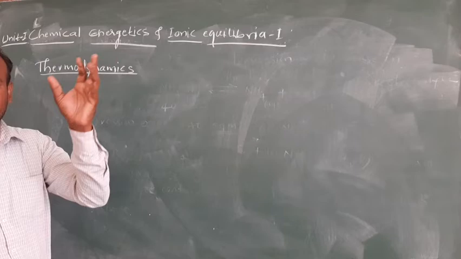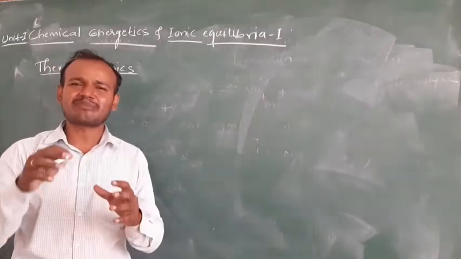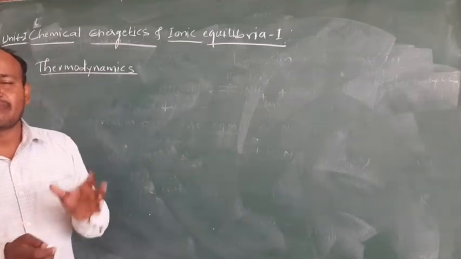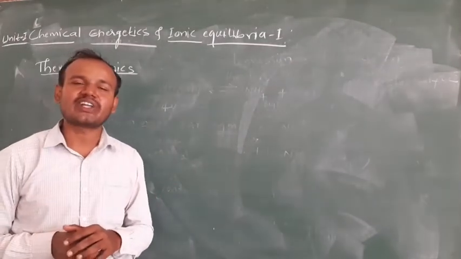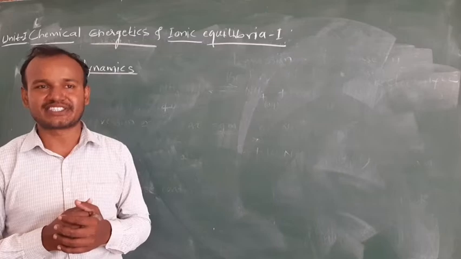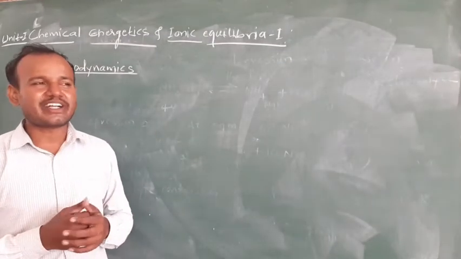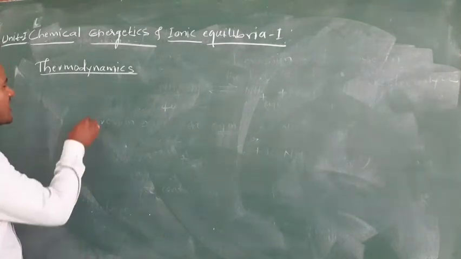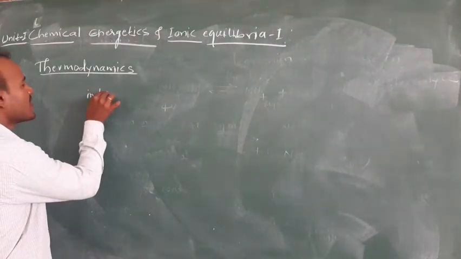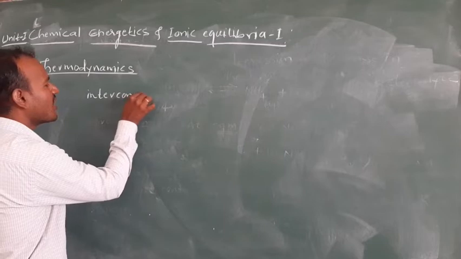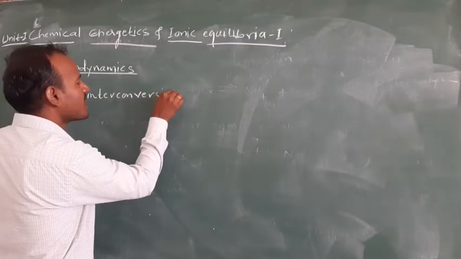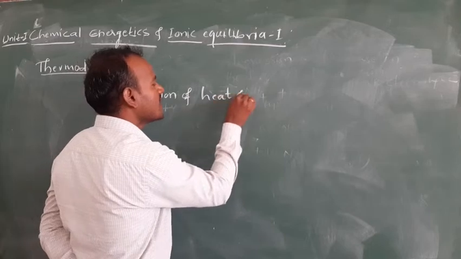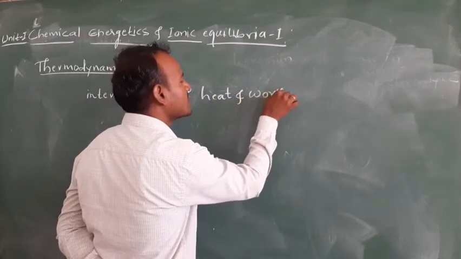Thermo means heat. Dynamics means movement. So thermodynamics is a branch of physical chemistry which deals with the interconversion of energies. But in our chemistry, you will mainly deal with the interconversion of heat and work.